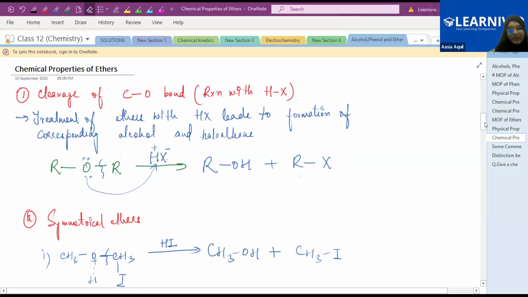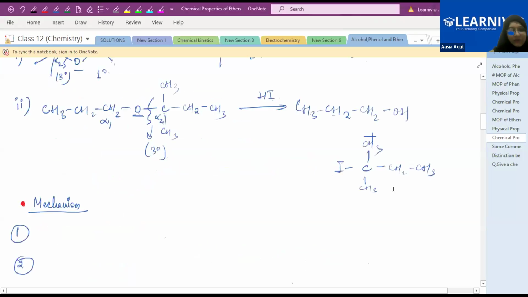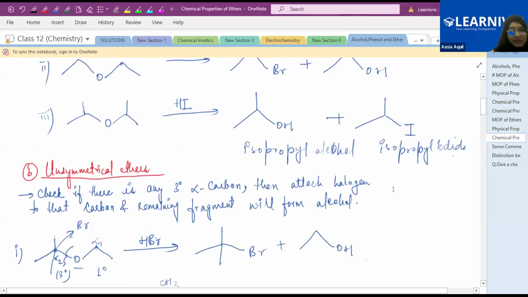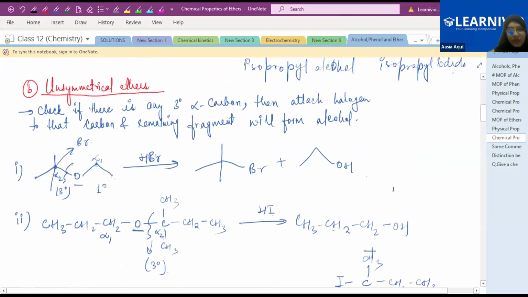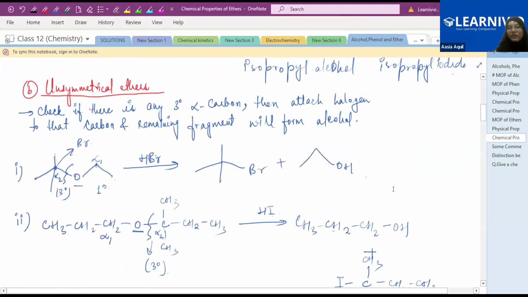Okay, so we were discussing the chemical properties of ethers. So in which we have done with symmetrical ethers as well as the unsymmetrical ethers, right? So how will you break the unsymmetrical ether? So first you will choose the tertiary carbon. Okay, you will check whether there is a tertiary alpha carbon or not.